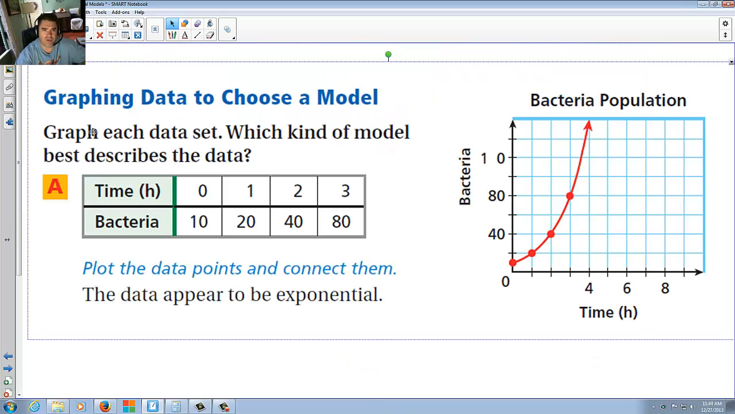Graphing data, choose a model. Graph each data. Which kind of model best describes the data? As you plug in the data, take a look. Clearly, it looks like exponential. Now, that's not to say for sure, because if you had more data, you'd want to do the other side to see whether it keeps going down or goes up. But with the data provided, looks like it's exponential.